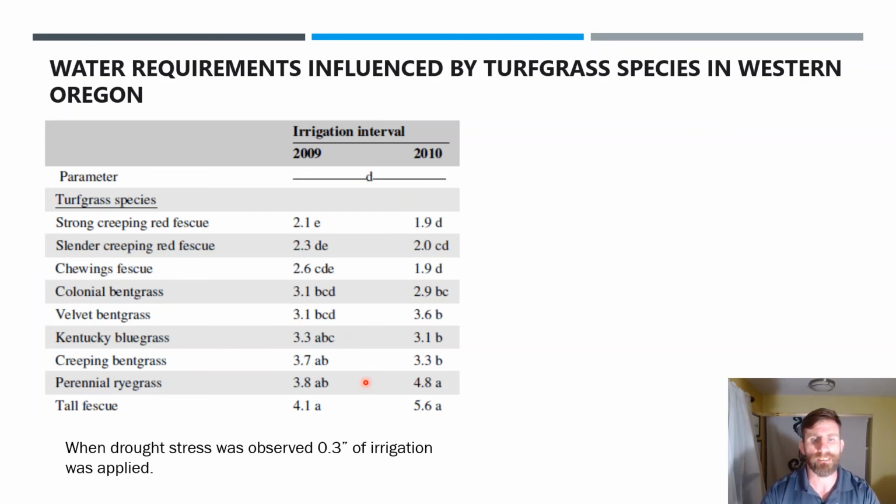And then some of our grasses that could go the longest between irrigation events without showing drought stress included perennial ryegrass, which could go about every 4 days, and then tall fescue, which could go every 4 or 5 days without having drought stress when irrigated at 0.3 inches per irrigation event.